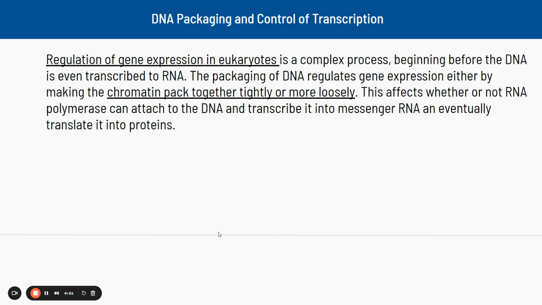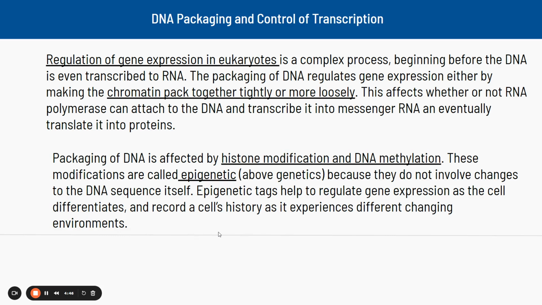So let's talk more about DNA packaging and control of transcription. How is transcription controlled? Because we definitely don't want mRNA to continue to transcribe that full DNA strand, so of course there's a system in place to make sure that doesn't happen. Regulation of gene expression in eukaryotes is a complex process, beginning before the DNA is even transcribed to RNA. The packaging of DNA regulates gene expression either by making the chromatin packed together tightly or more loosely. This affects whether or not RNA polymerase can attach to the DNA and transcribe it into mRNA.